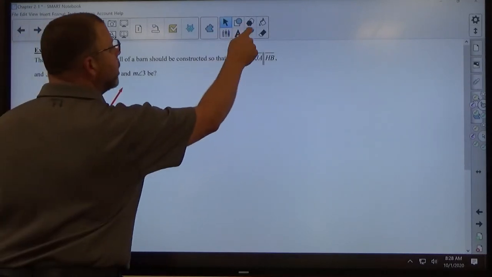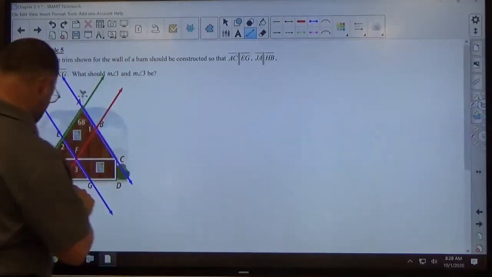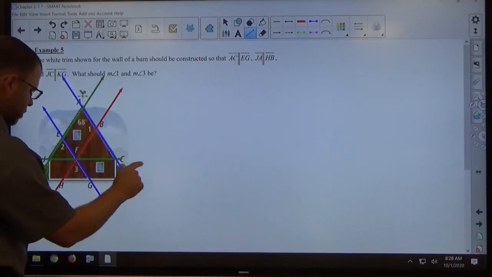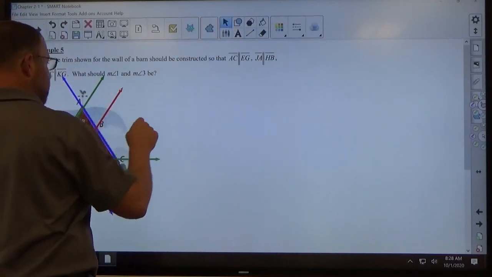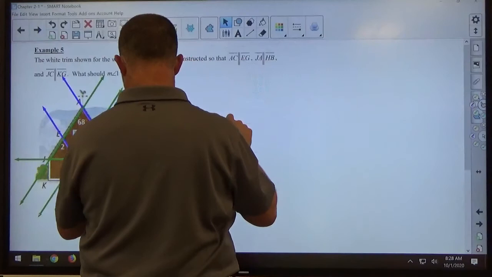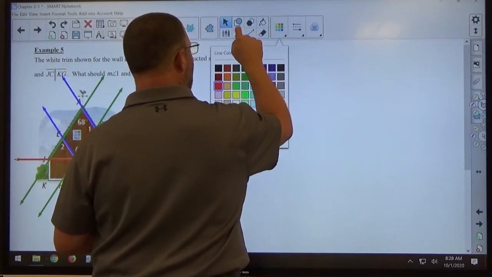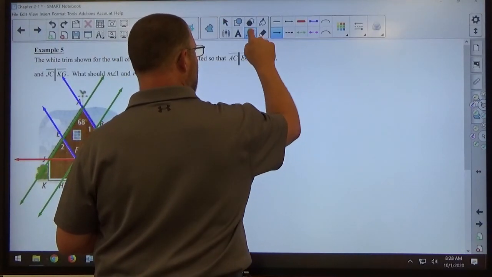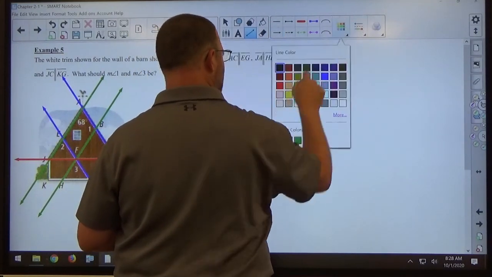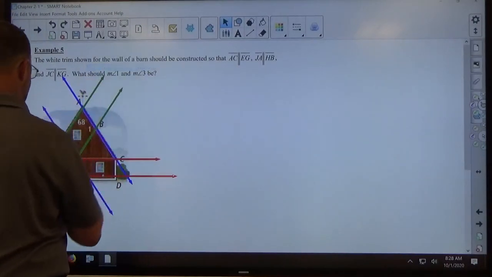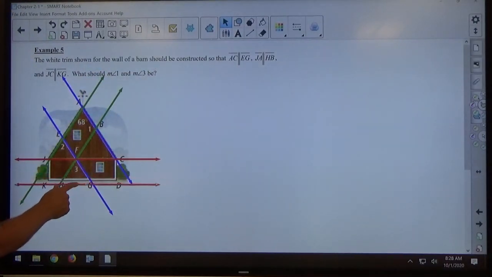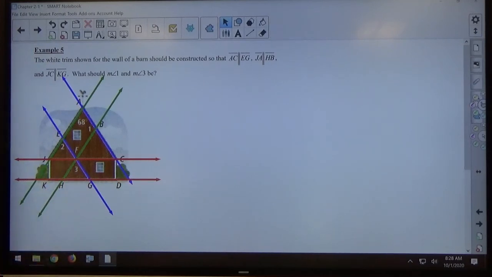Oops. Try again. It's supposed to be red. Oh, I see what happened. JC is parallel to KG, which is this one. So that's what's going on here. The blue lines are parallel to one another, the green lines are parallel to one another, and the red lines are parallel to one another.